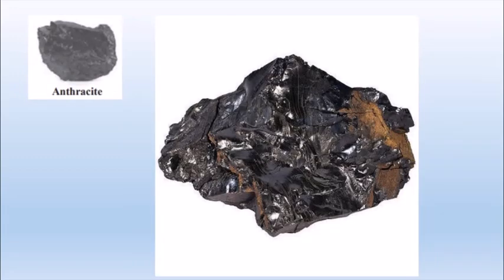Now the fourth step, when coal is formed in its purest form, we call it anthracite. So peat, then lignite, then bituminous coal, and the fourth step is called anthracite. Anthracite is the purest form, and it contains around 95% of carbon. You need to remember the percentage of carbon in each step.